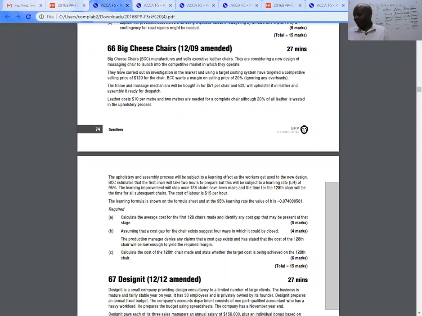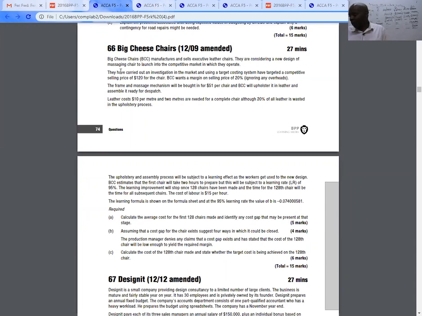The cost of labor is $15 per hour. The learning curve formula is shown on the sheet. You know, ACCA, they don't want you to cram formulas. They always give you the formulas, but with CPA, you have to cram the formulas. So the learning formula is shown on the formula sheet, and at the 95% learning rate, the value they will even give you. So they want us to calculate the average cost for the first 128 chairs made and identify any cost gap that may be present at that stage.